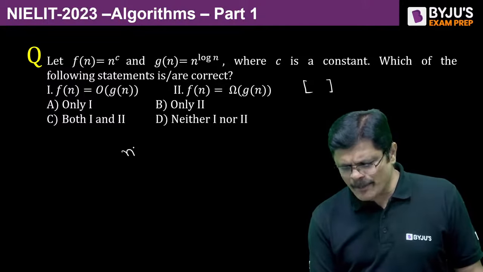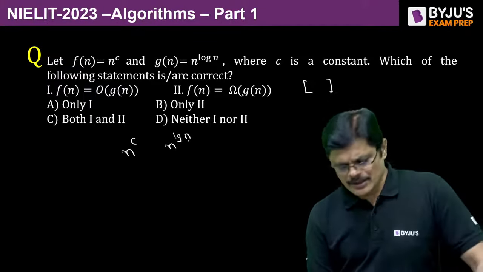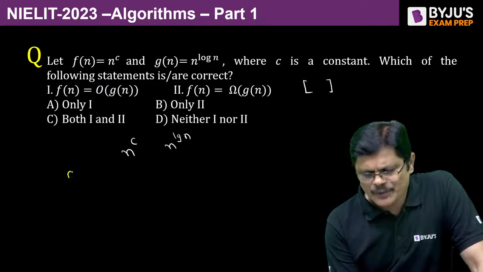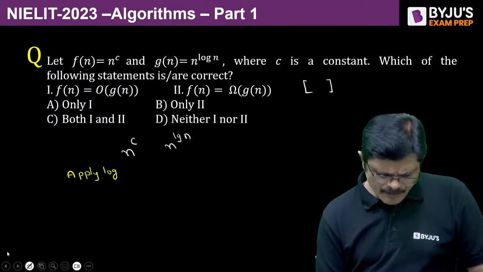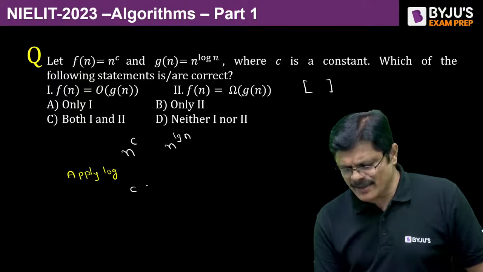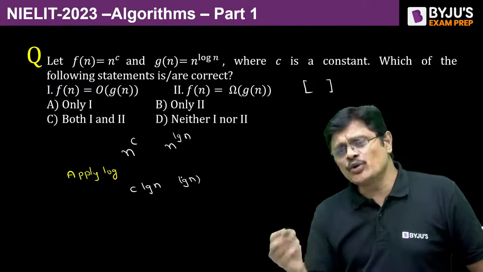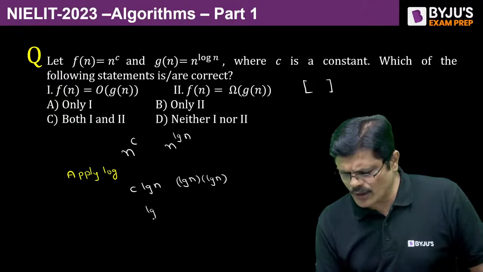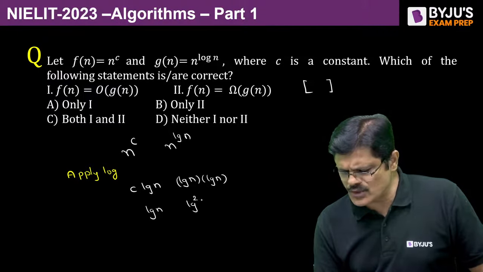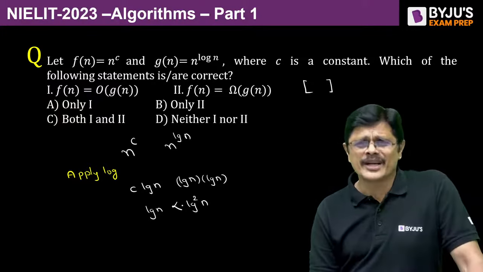Babu, if you observe n^c and n^(log n), what we do is we apply log on both sides. By applying log, it becomes c log n and log n times log n, that is log n and log squared n. The constant you can ignore. Obviously log n is smaller than log squared n.